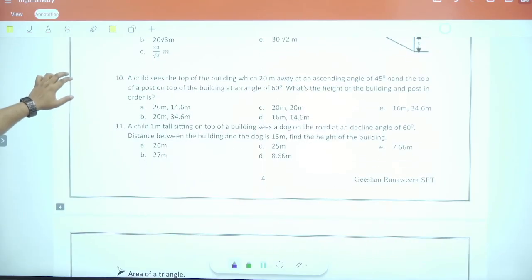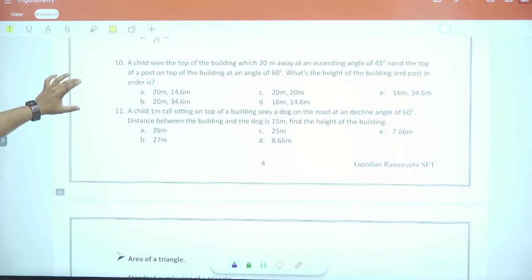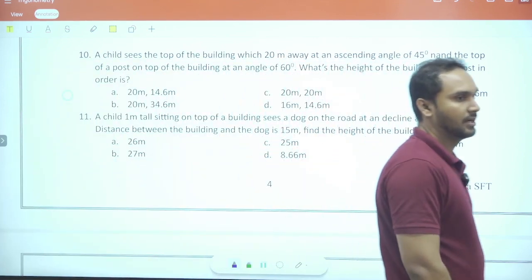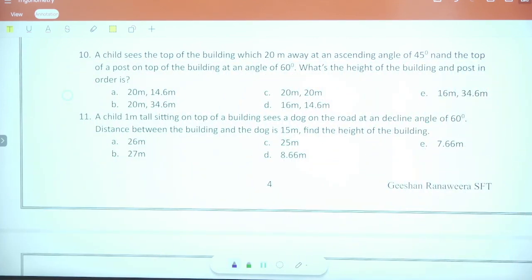Now try doing the 10th question. Try doing question number 10, please.